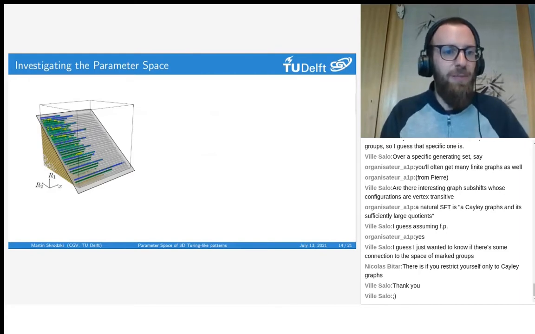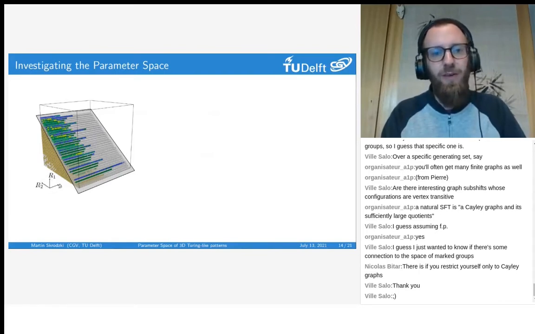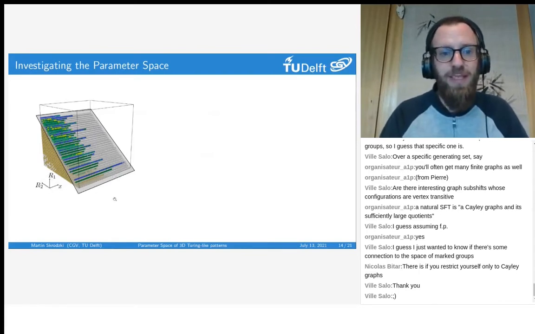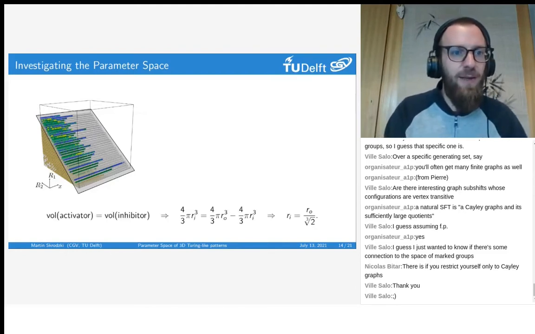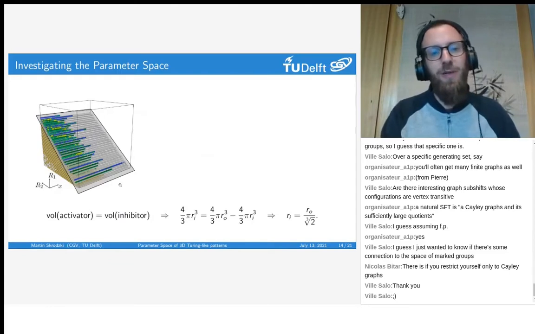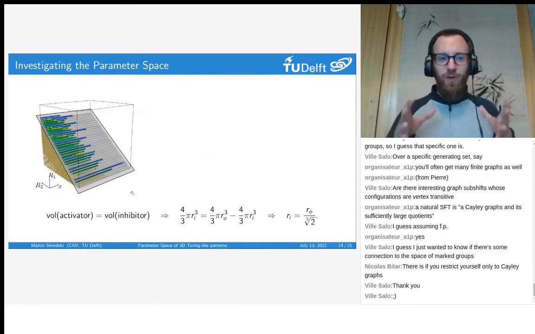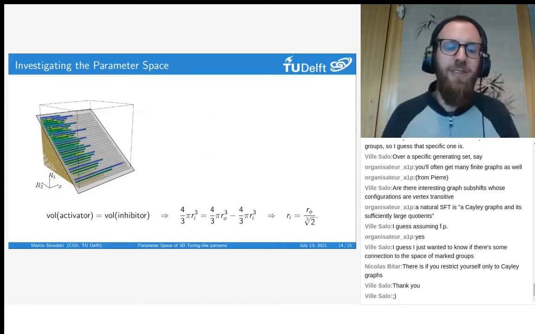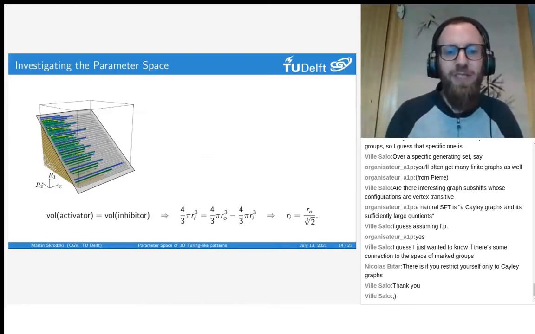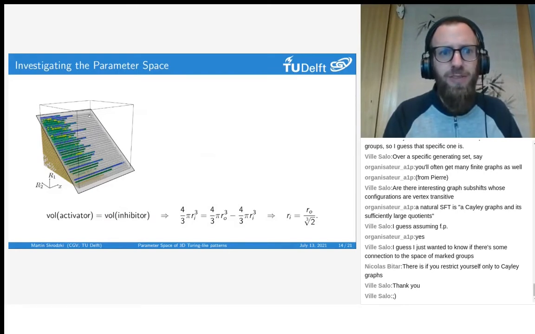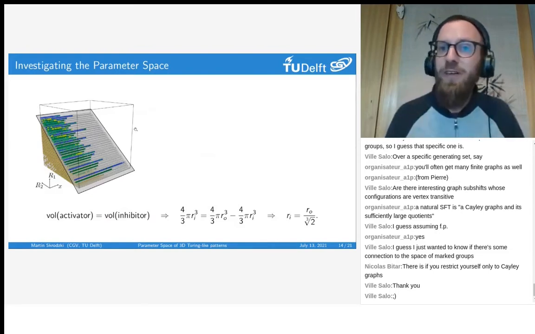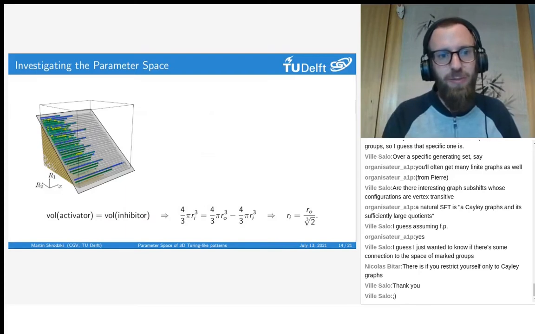So here's a visualization of the parameter space. Here's the inner radius, the outer radius, and on the third axis you have the activation probability. And you see this plane drawn into the parameter space. This is the plane where the volume of the ball covered for the activator and this ball with a cavity for the inhibitor is equal. And you also see that not so much interesting stuff is happening above the plane. Most of the points above the plane would be those settings where everything becomes undifferentiated, so we don't show them here.